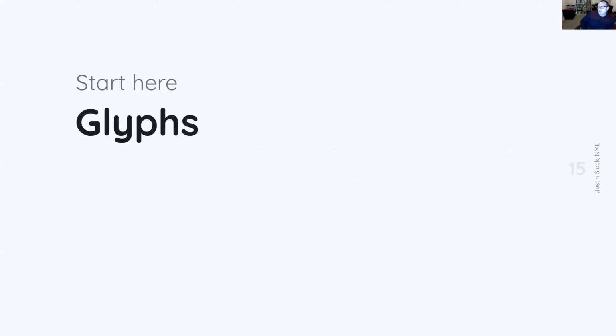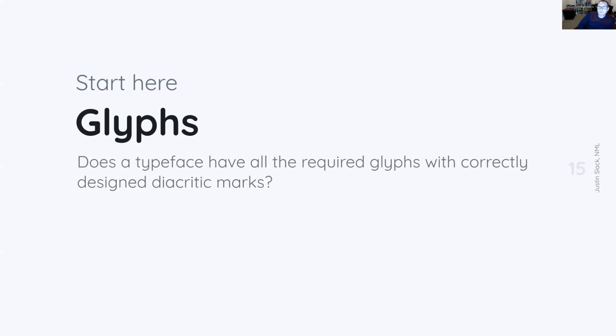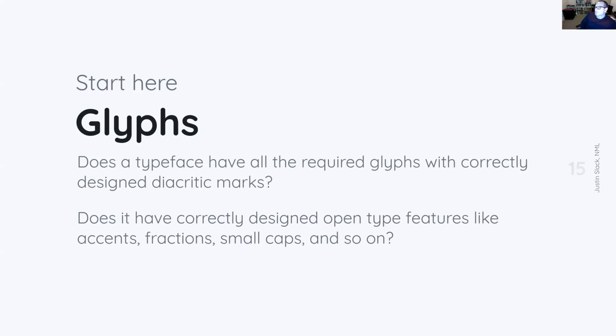Okay, another thing you should really pay attention to is glyphs. A glyph just refers to a character within a particular font, and you want to make sure that your typeface has all the required glyphs and correctly designed diacritic marks, which I'll show an example of now. And then you also want correctly designed OpenType features like accents, fractions, small caps, and so on, because we want to be able to use these on our screens as well. I'll talk a little bit about OpenType features later.